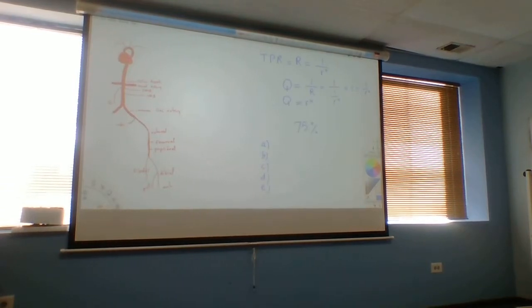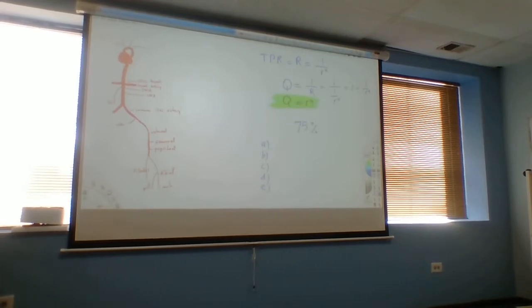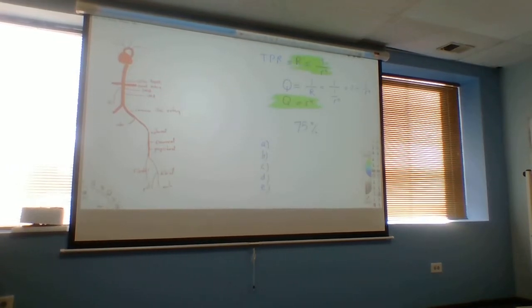So maybe you should look into this formula. If you don't know how to derive it, memorize it. This is the relationship between radius and blood flow. This is the relationship between resistance and radius.